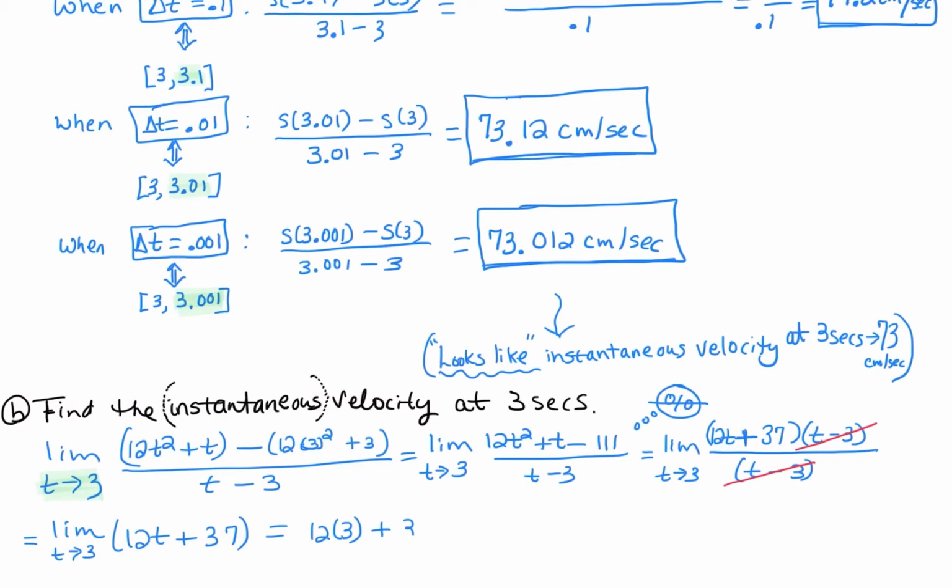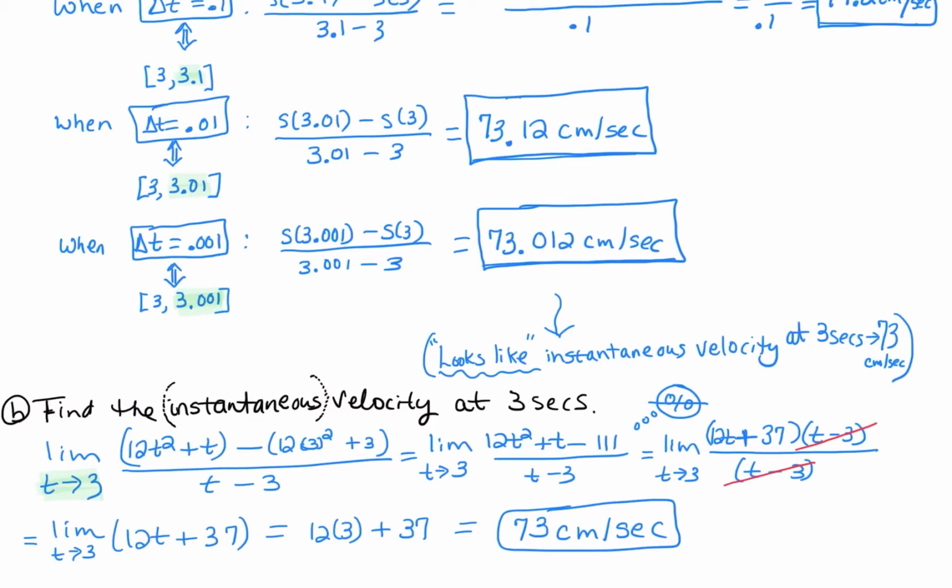So 12 times 3 plus 37. So that's our 36 plus 37. And so that's going to end up giving us our 73, just like we hypothesized. 73 centimeters per second is our instantaneous velocity, our velocity right at 3 seconds.